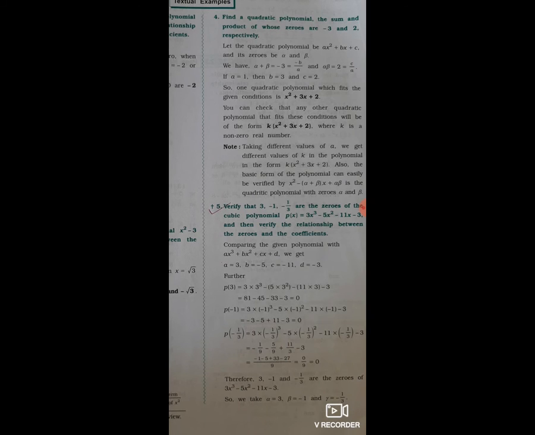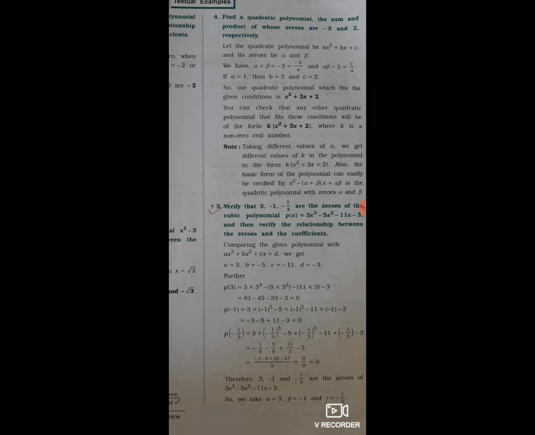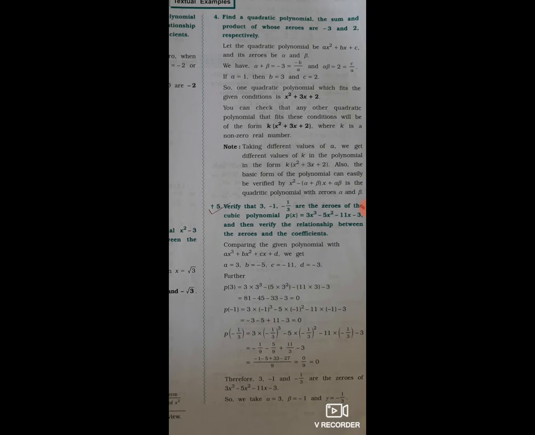And alpha beta is equal to 2. That means c upon a is equal to 2. If a is equal to 1, then b is equal to 3 and c is equal to 2. So, one quadratic polynomial which fits the given condition is x square plus 3x plus 2. You can check that any other quadratic polynomial that fits this condition will be of the form k into bracket x square plus 3x plus 2, where k is a non-zero real number.